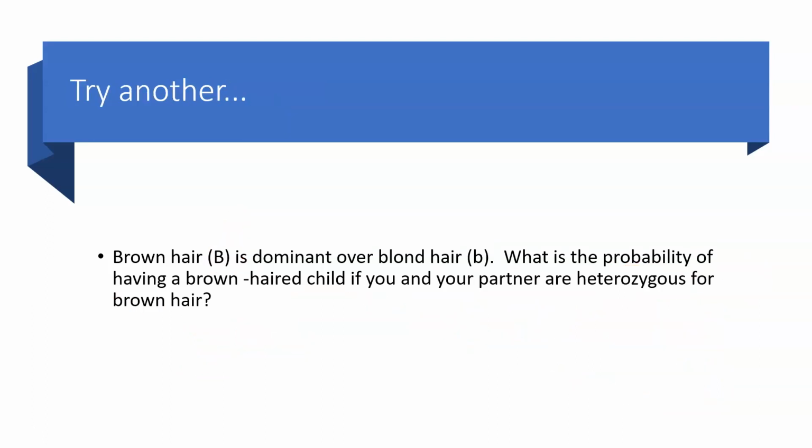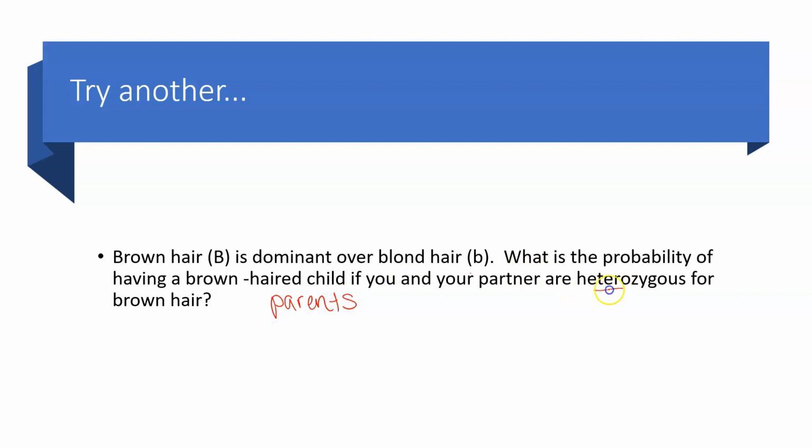So here's another example. Try this one. Pause the video and see if you can figure it out yourself, and then you can unpause it to see the answer. But again, we've got brown hair is dominant over blonde hair. What is the probability of having a brown hair child if you and your partner are heterozygous for brown hair? Okay, so let's start with the parents.